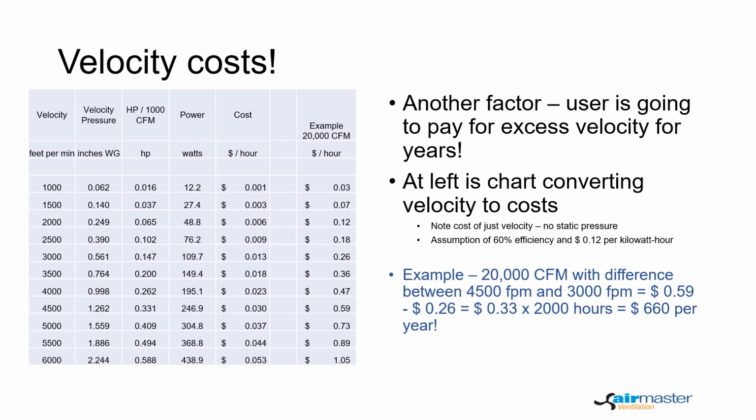And for this fan and 12 cents per kilowatt hour electrical cost, the difference between a fan at 4,500 feet per minute and one at 3,000 feet per minute is 33 cents per hour. For a single 8-hour shift, that means a difference of $660 a year, and that's every year into the future. So a small fan that seems like a bargain can actually be considerably more expensive when future operating costs are considered.